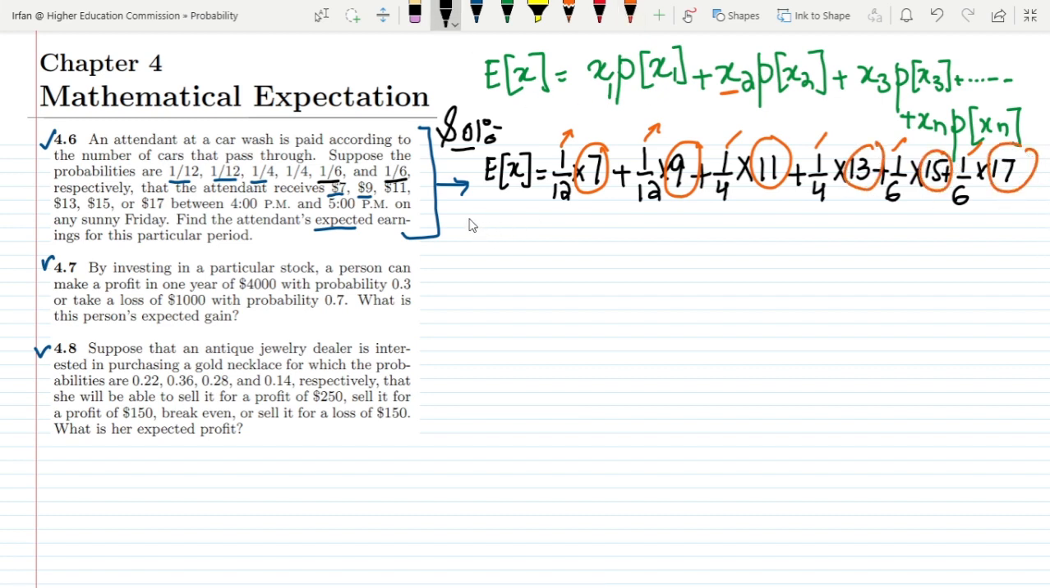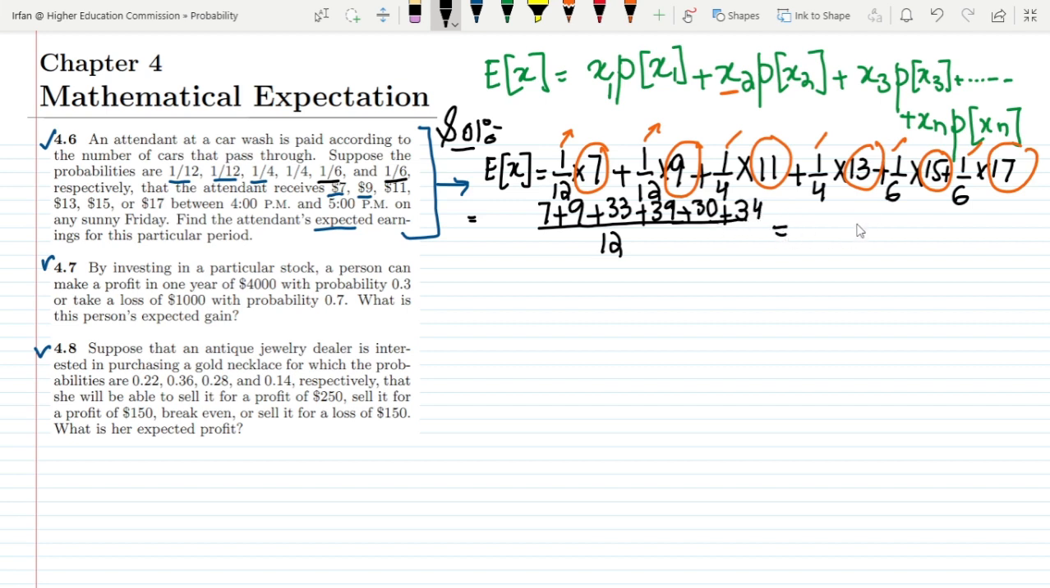Let me take the LCM of these quantities, and the LCM of it would be 12. So it would be 1 by 12 multiplied by 12, times 7, plus 9. Here it would be 1 by 4 multiplied by 12 will be 3, 3 multiplied by 11 would be 33, plus 1 by 4 multiplied by 12 is 3, multiplied by 13 would be 39. Plus 1 by 6 multiplied by 12 is 2, multiplied by 15 is 30, and the last one is 1 by 6 multiplied by 12 is 2, 2 multiplied by 17 is 34. Okay, so these are the values I have.